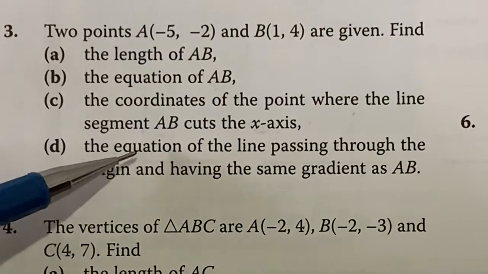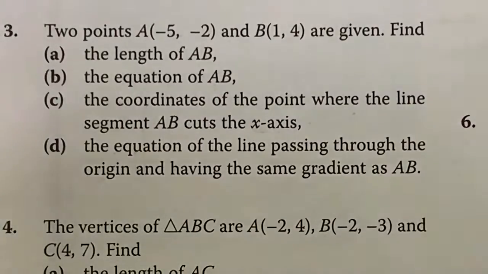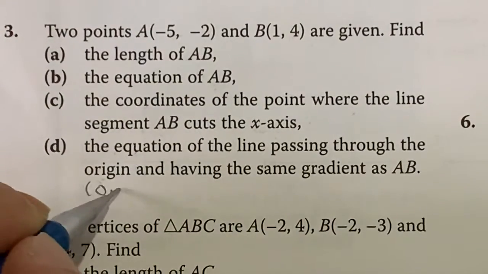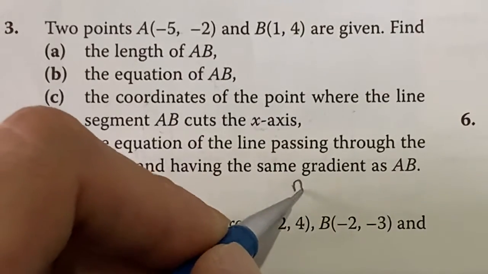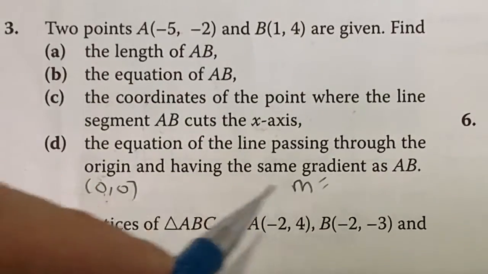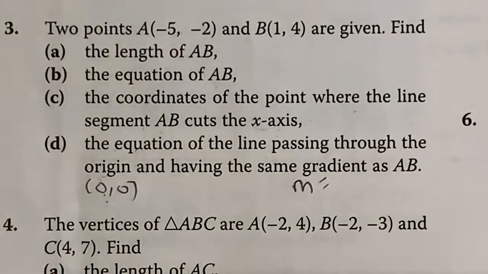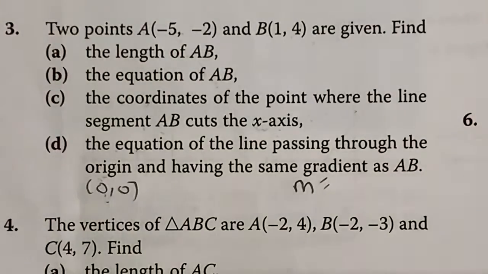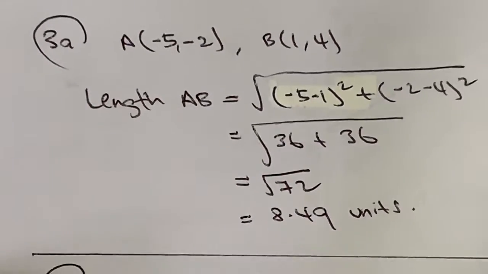And then finally find the equation of line with 1 point. So this is given as the point. The point is origin, so origin is 0, 0, and then the gradient will be the gradient of AB. So pretty standard question for question number 3. So I'm going to show you roughly what are the answers for question number 3.